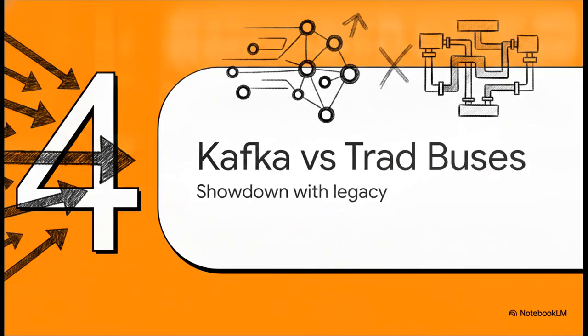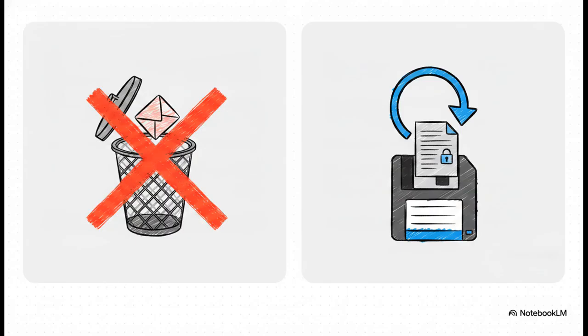Which brings us to Section 4, Kafka versus traditional buses, the showdown with legacy systems. When we compare them, traditional message buses, like Azure Service Bus, generally delete a message once it's consumed. Their scalability is limited by broker sessions, and they rely heavily on in-memory or short-term queues.